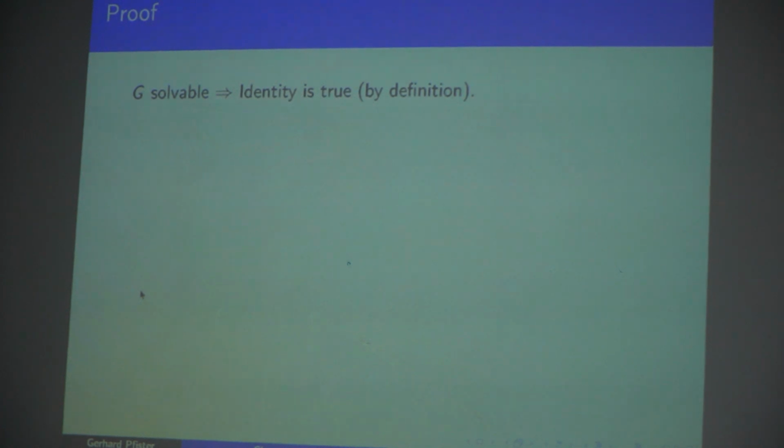So now, proof of the theorem. So of course, one direction is very easy. If it is solvable, then the identity is true more or less by definition. The other way around is the hard part, and we assume that the group is not solvable, and we have to prove that the identity does not hold.